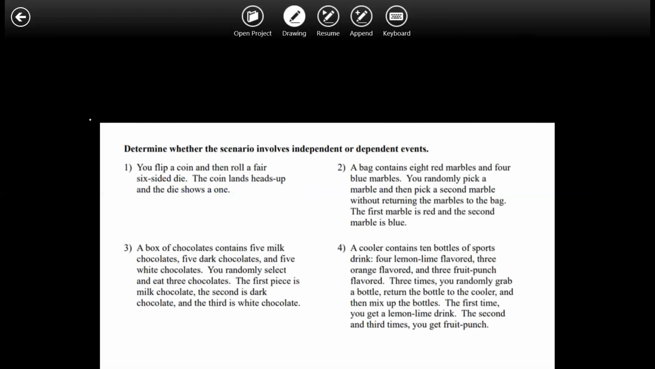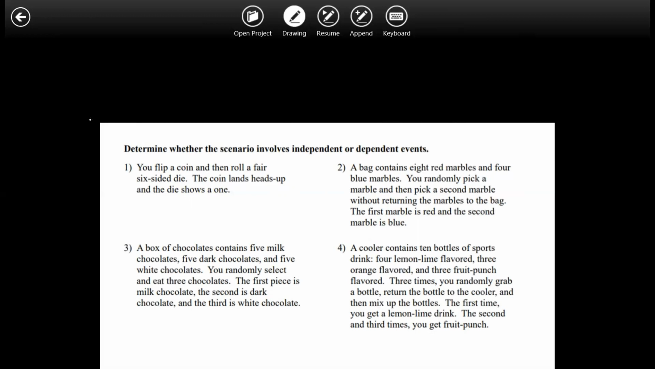You don't need to copy this. I just want to talk about the one before. Let's just talk about whether they're independent or not independent. You flip a coin and then roll a fair 6-sided dice. The coin lands heads up and the dice shows a 1. Independent, yes or no? Yes. Flipping a coin and rolling a dice won't affect each other. They're not going to affect the outcome of whatever one you get. Independent.